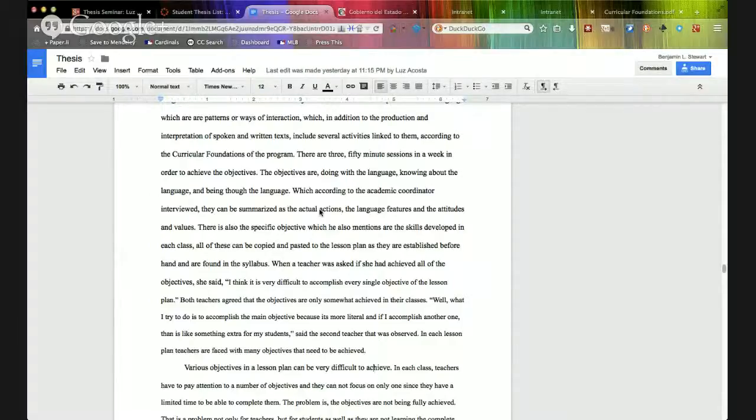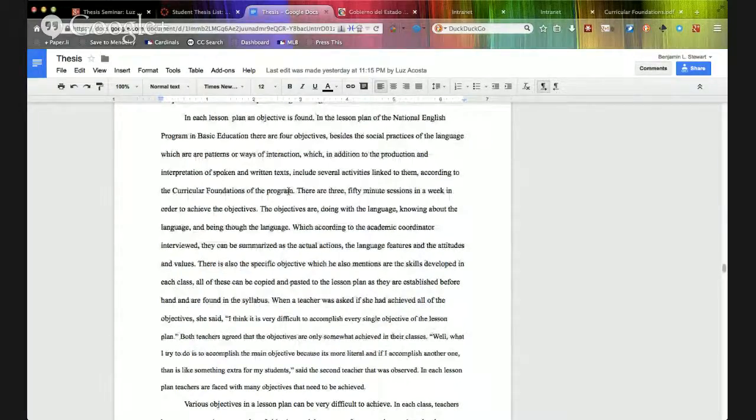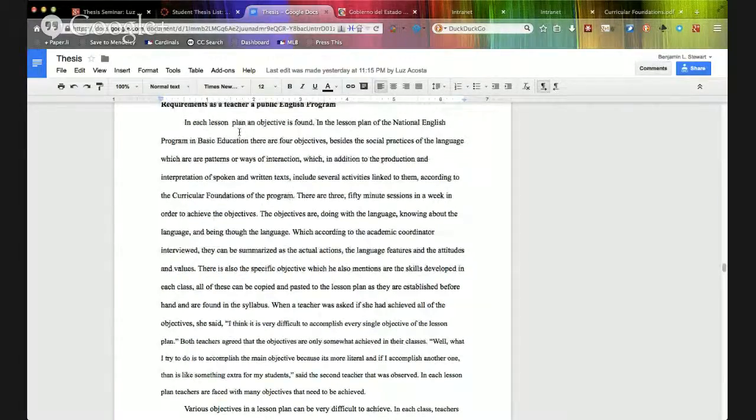And I think you can do that a little bit more, maybe in this first paragraph. Maybe you say something like, the lesson plan is broken down into this, and this is based on what it says in the program, okay? And then the coordinator responded this way, and go just a little bit deeper into the analysis.